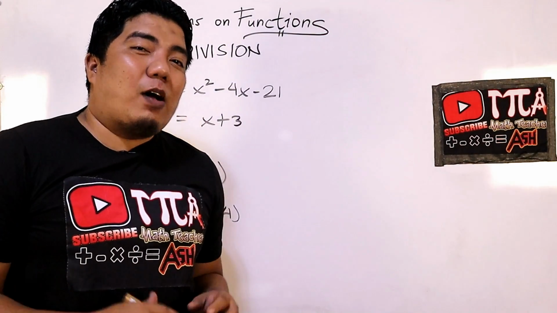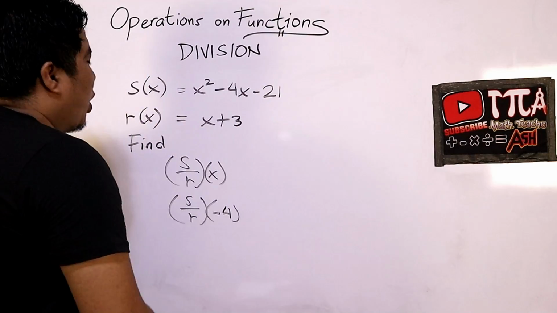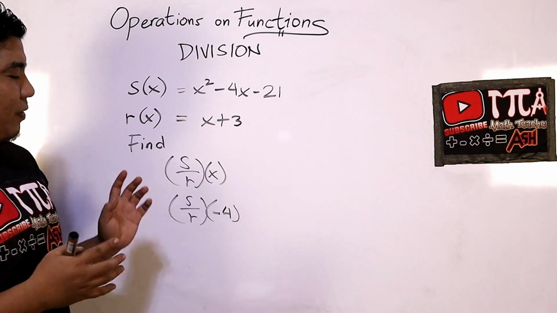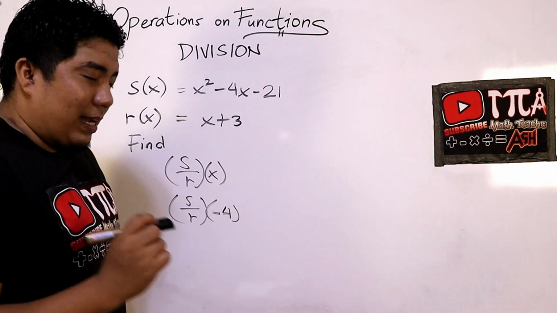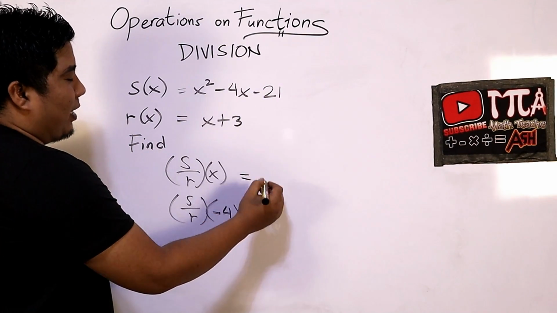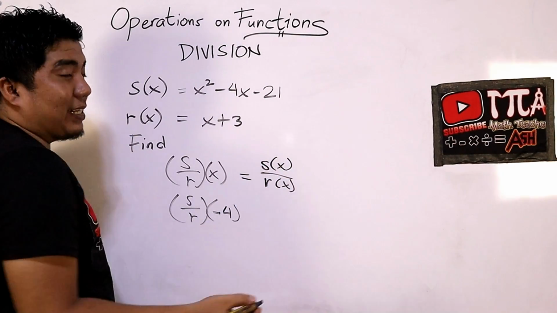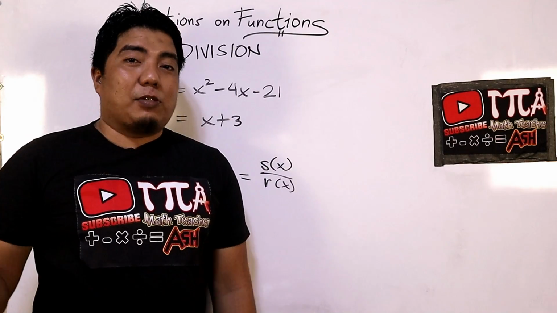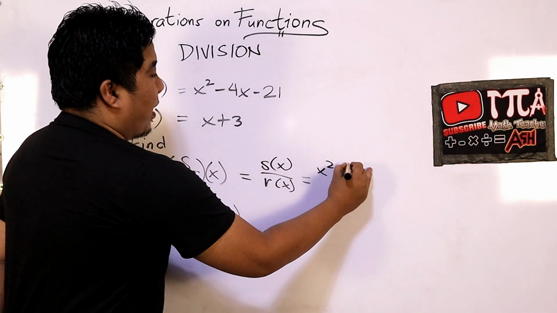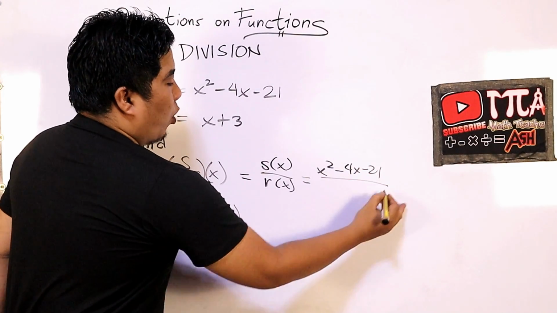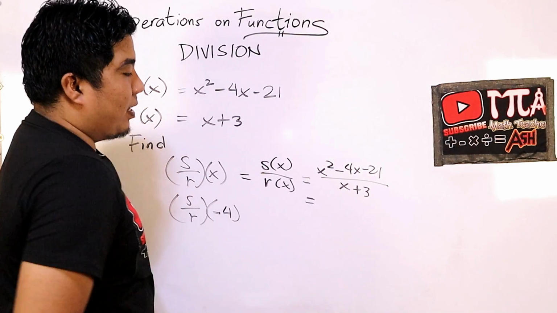Okay, math learners, we are now in our final set of examples, and we have another 2 given functions. Okay, so we are asked to find s divided by r of x and evaluate it at the value of negative 4. So how do we do this? The same as what we did in the first example. We will just divide s of x by r of x. So our s of x is x squared minus 4x minus 21 over our r of x, that is x plus 3. So how do we divide this one?